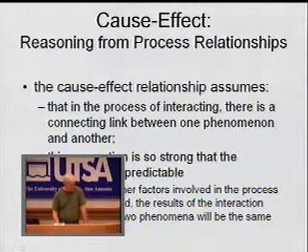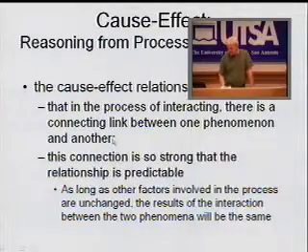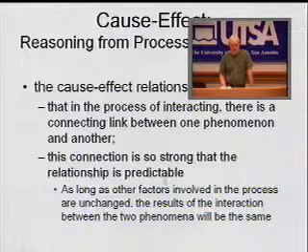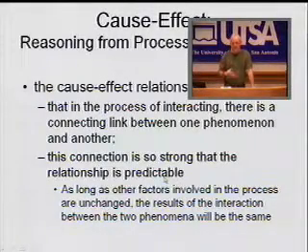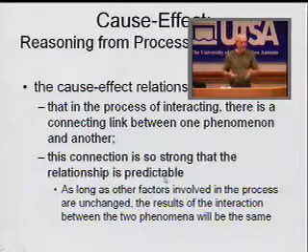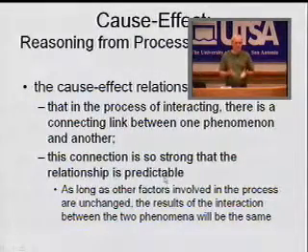Continuing with the cause-effect then. The cause-effect relationship assumes that in the process of interacting, there is a connecting link between one phenomenon and another. This connection is so strong that the relationship is predictable. So now we're beginning to see the scientific part of it. A hypothesis is a prediction. So we tend to set up our hypotheses in the format of a causal association. I want to establish a causal association.